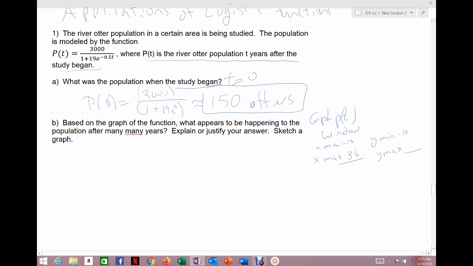We'll start with 30. My y maximum has to do with the top number, the horizontal asymptote. That's what my population is going to approach as time goes on, so I need to make sure I can see that. I'm going to go a little bit past that, probably to 3,500, just so I can see that point. I'm going to type it in the calculator. Hopefully you have your calculators with you and you can follow along and change your window so that you know what you're doing.